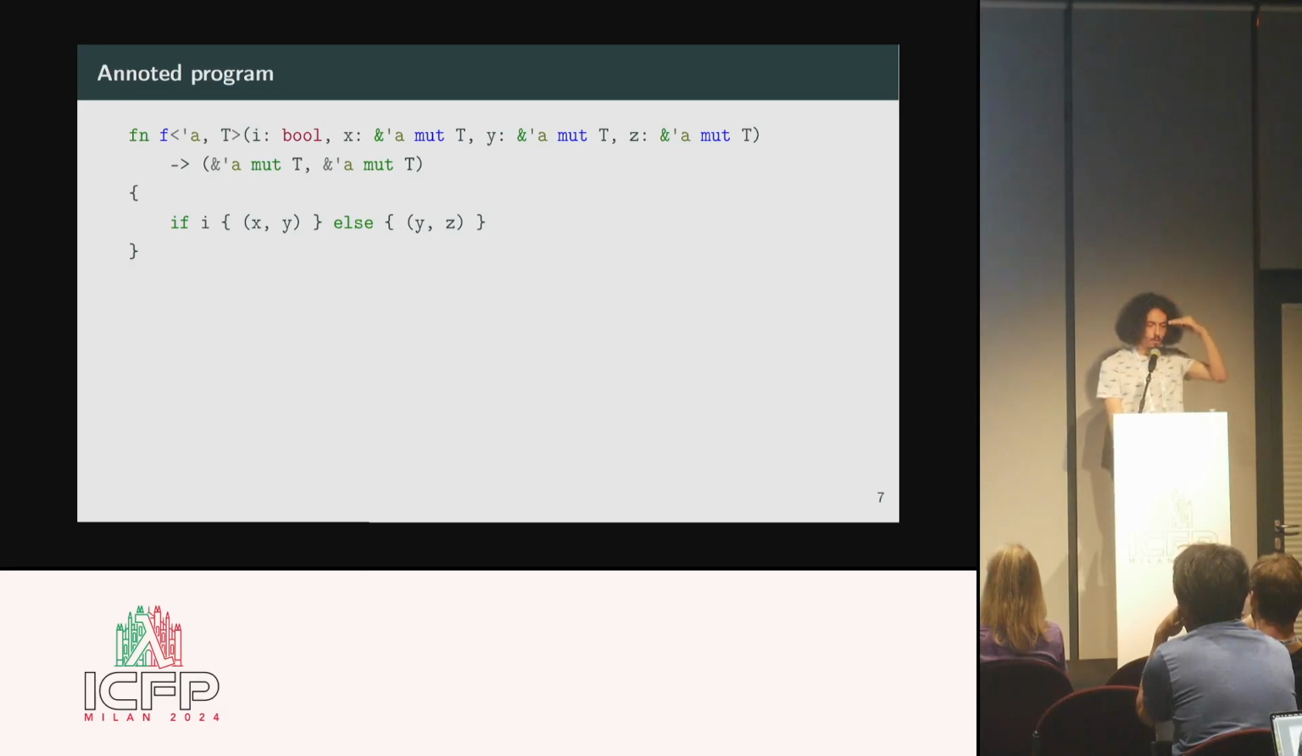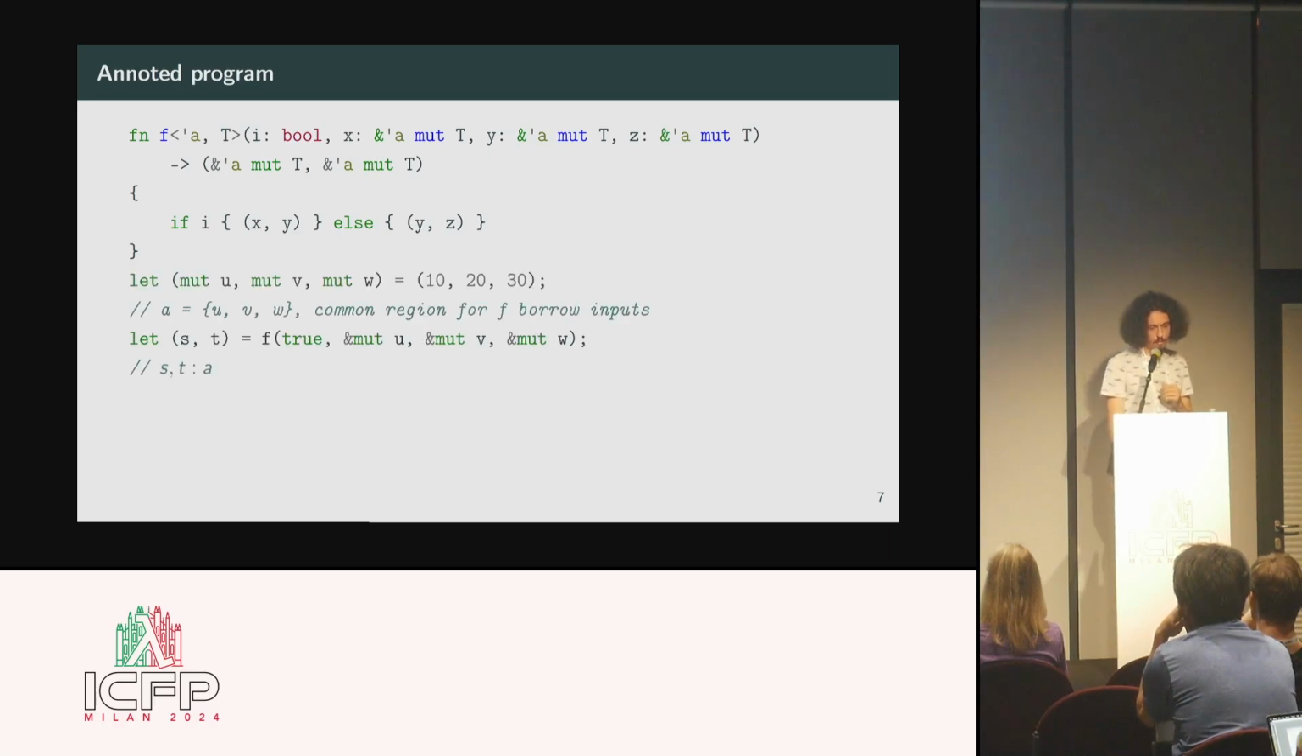So now, if I follow, as before, the execution of my program, when I call f, my 3 newly created borrows must be placed into the same region. So I end up with a new region A, which contains the 3 integers that I declared before. And so after calling f, what I have in my context is this region A, and the 2 output borrows, S and T, that are associated to this region. So at this point, I know at the level of types that S and T may alias either U, V, and W.